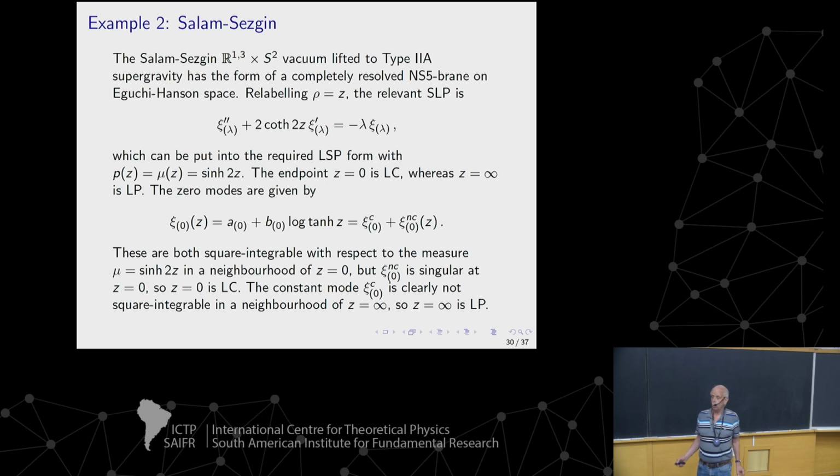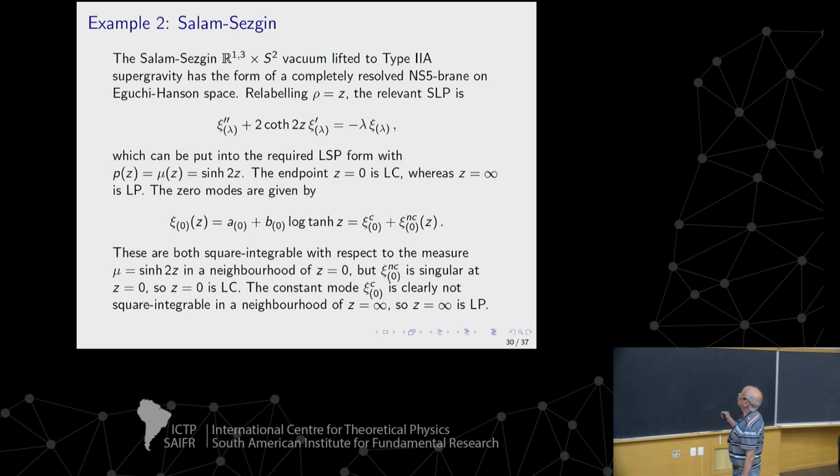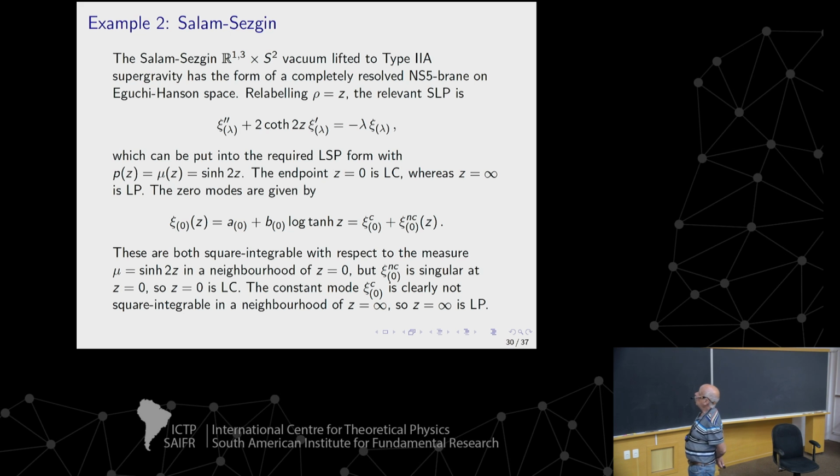interesting. So we come back to this equation, which I've already given you, the second order differential equation, and you can write it into this Zettel form with the bracket with P equals mu equals sinh 2z. The endpoint at 0 is limit circle. Z equals infinity is limit point. The 0 modes are given by a constant part and a non-constant part, the log tanh here. Now, around 0, they're both square integrable. That's by limit circle.